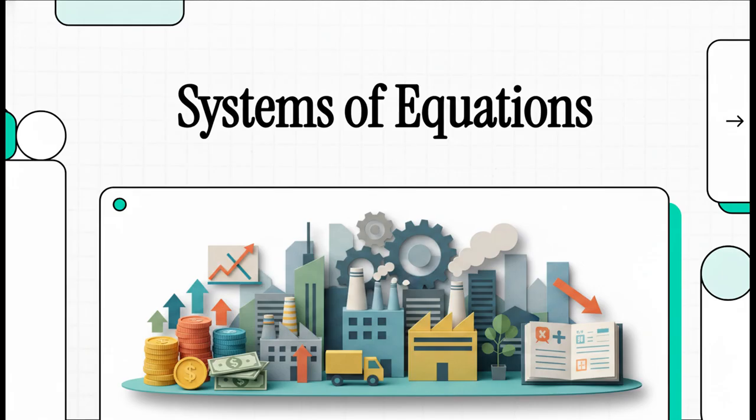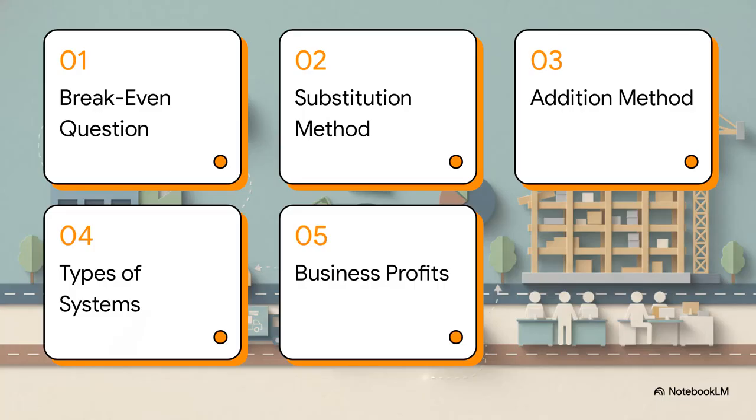If you've ever wondered how a company knows the precise moment they finally start making money, well, you're in exactly the right place. Here's our quick roadmap for today. We'll start with the break-even question, then move into the substitution method and the addition method. After that, we'll categorize things into 3 types of systems, and finally, wrap it all up by investigating business profits.